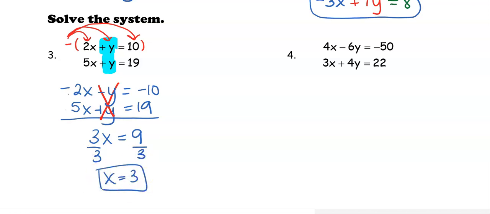Now we do have 2 variables here. We have x's and y's. We've only solved for the x's. We need to go back and solve for the y, which is really easy. We can go to either one of the original equations.